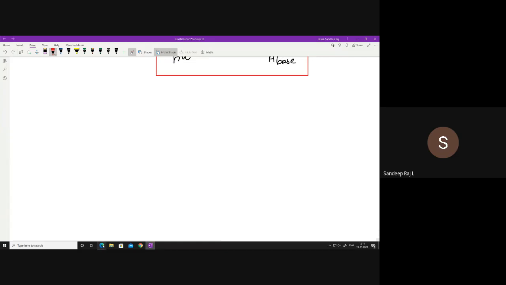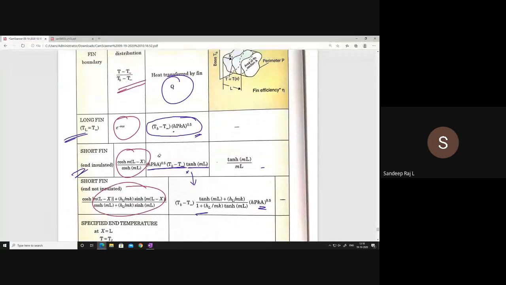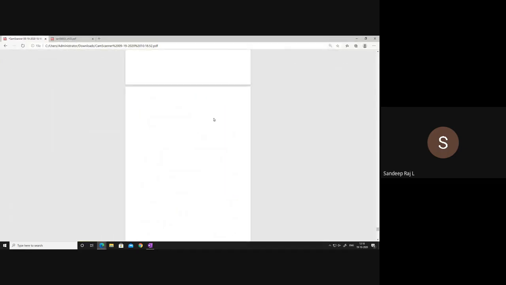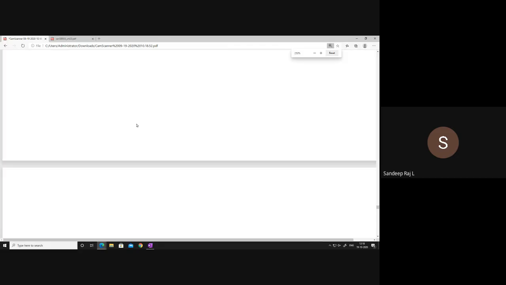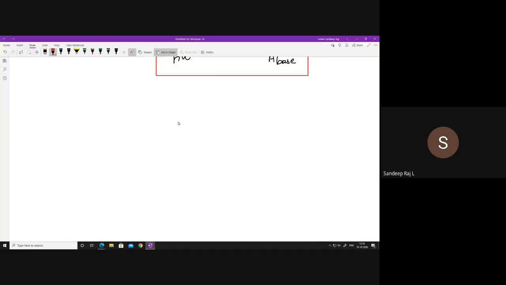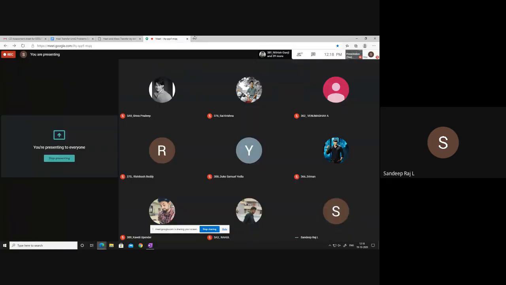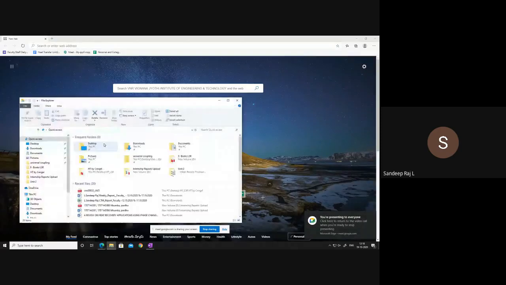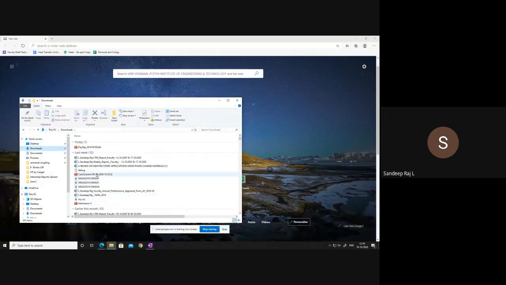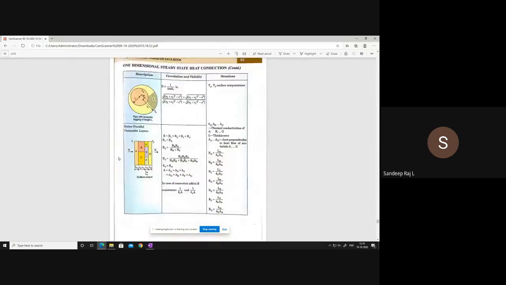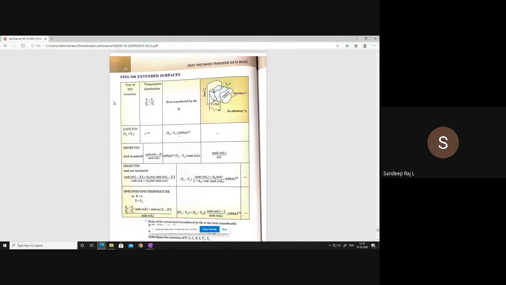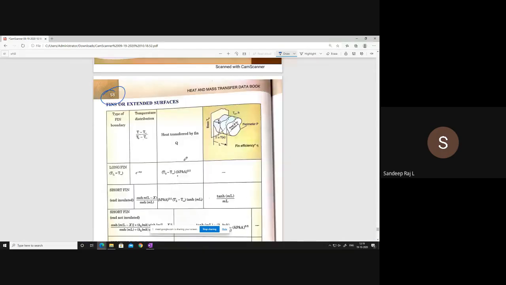Now, let's move on to the data book. In the data book, page number 58, we're looking at extended fins or surfaces. So here, these are the cases we have seen.